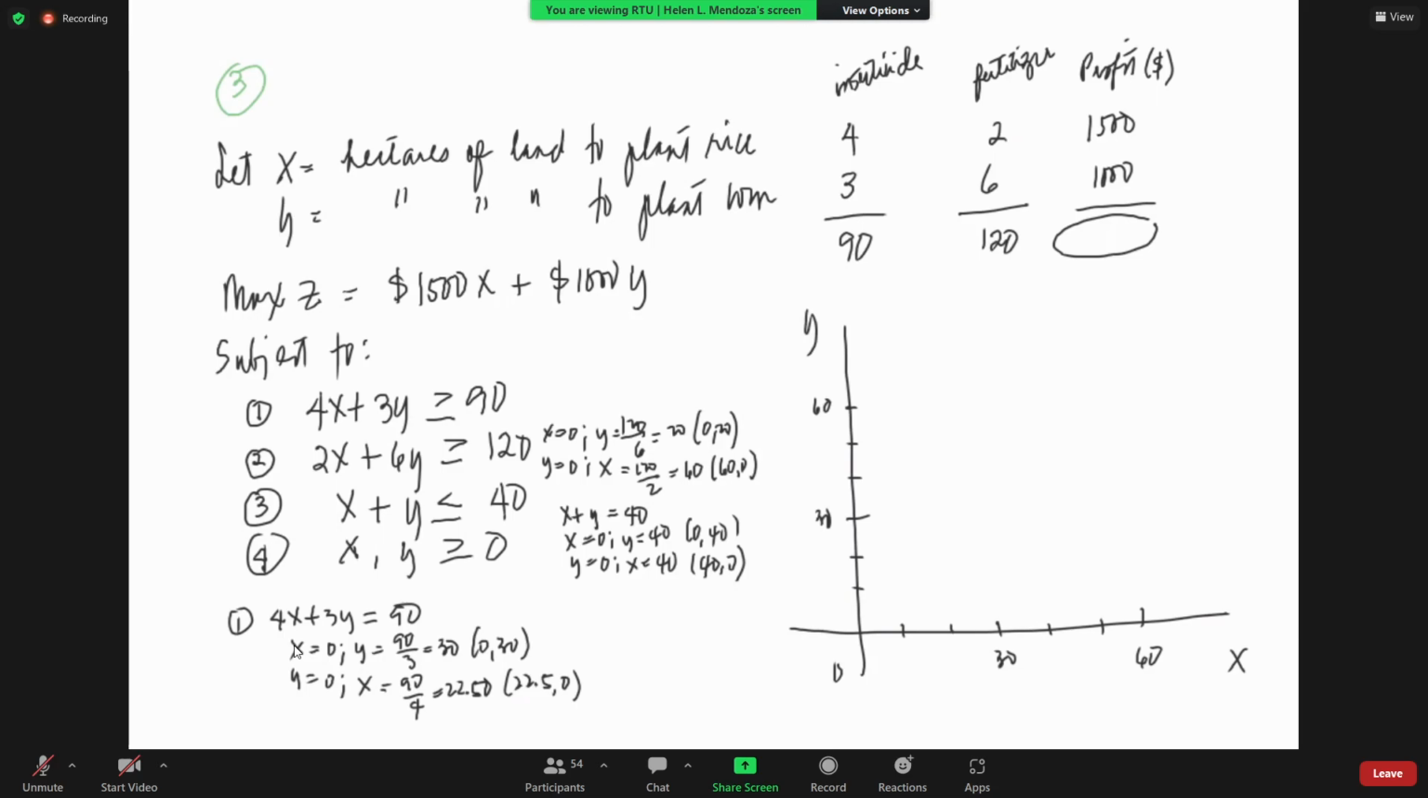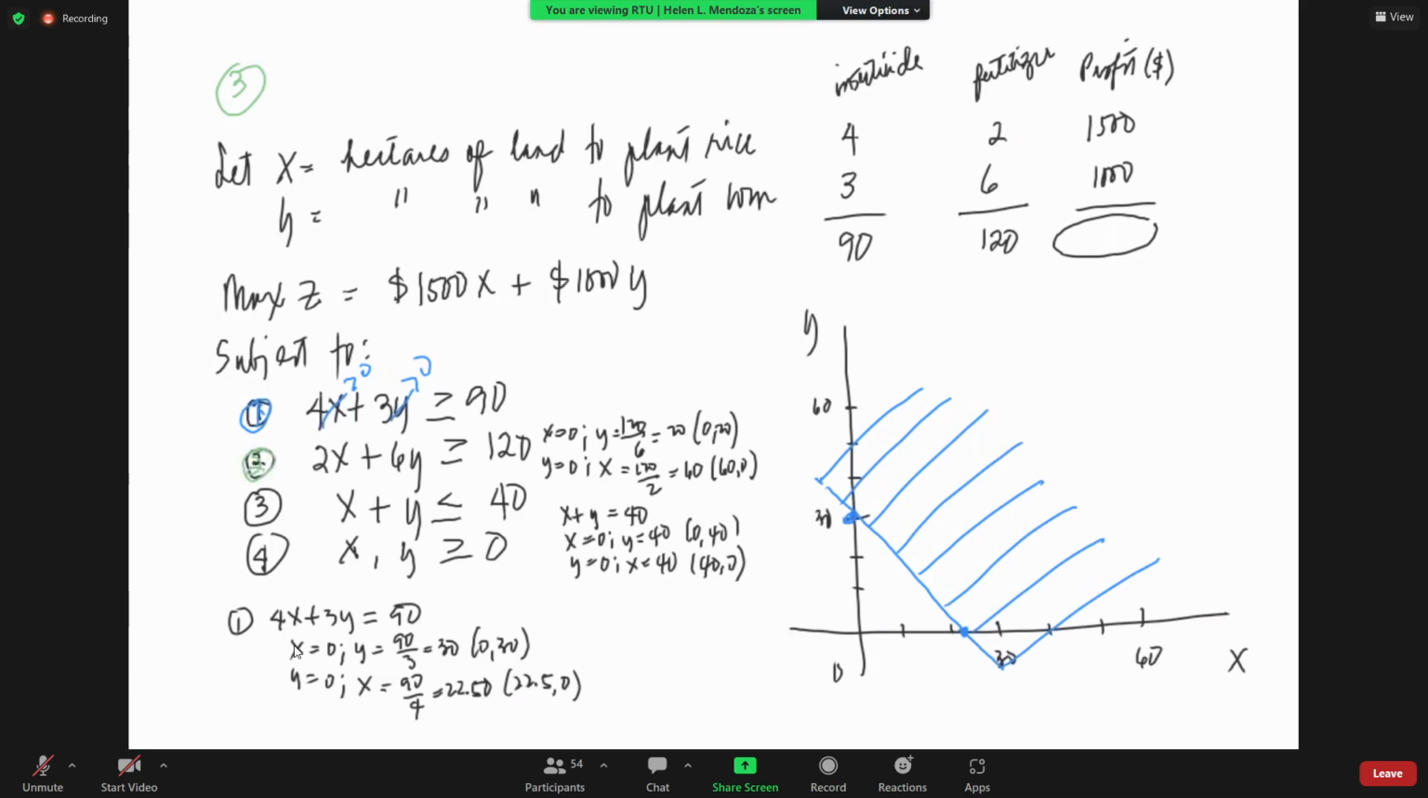So, we plug the values now. Again, supposing we make use of blue for 1. So, for 1, we have 0, 30. Tapos 22.5. Then we connect. So greater than, we do the same procedure. We set x is 0, y is 0. Then we ask the question, is 0 greater than 90? Then the answer is no. So the region in consideration would be the region against 0. So that is 1.